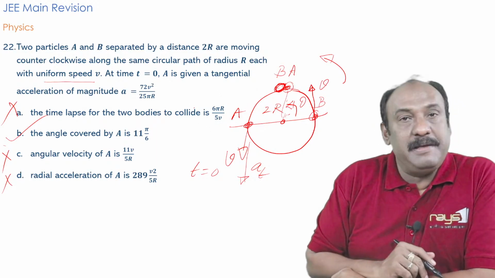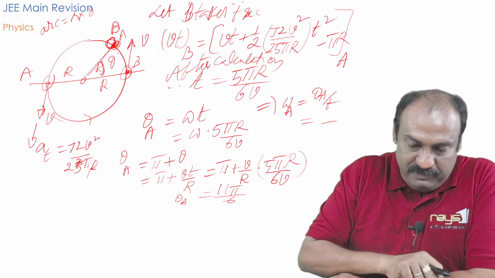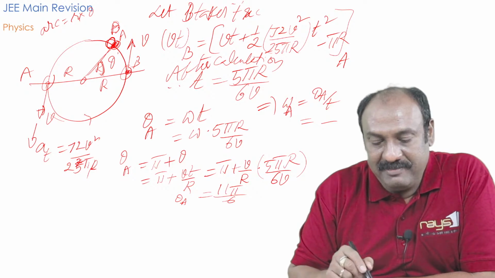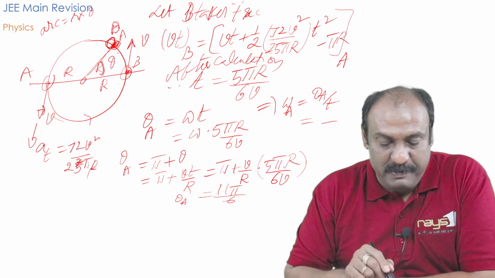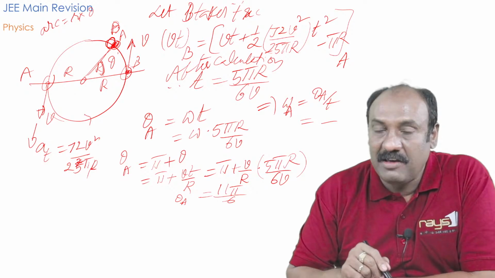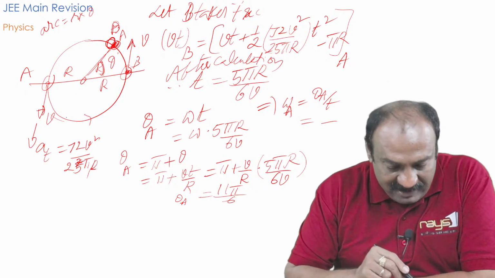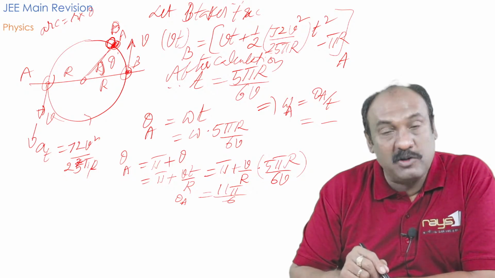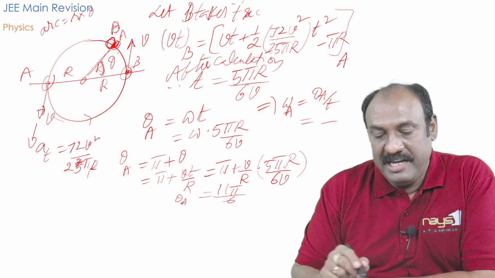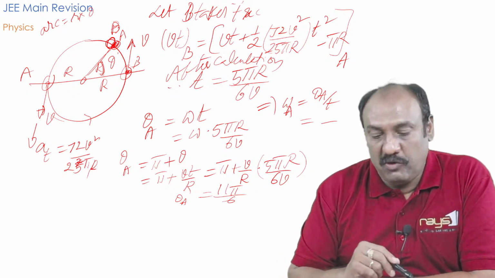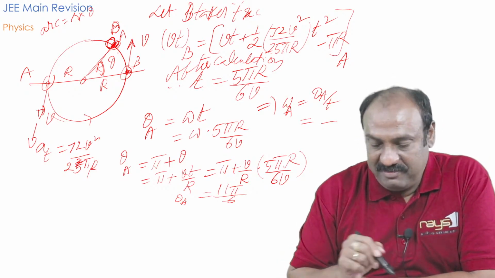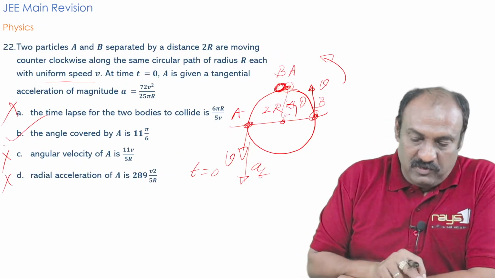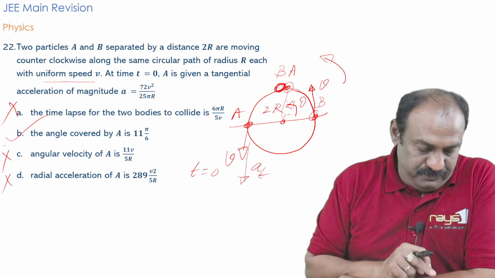So this is another important model question. What is the key point of this question? This is the key point. With respect to the position of B, the distance covered by B is Vt. With respect to the position of B, the distance covered by A is ut plus half at square minus this distance, because I am going to calculate the distance covered by A with respect to the position of B. So by equating these two, we get the time of collision, 5 pi r by 6v. So this is the explanation for this question. Question number 22, the answer is B.